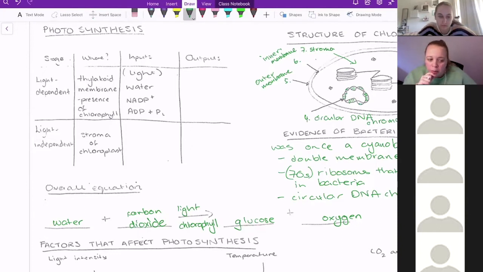So we've got to think the inputs are the things that are on the left of the equation and the outputs are the things that are on the right of the equation. So I've filled in part of it for you. There are only two stages in photosynthesis. We've got the light dependent stage and the light independent stage.